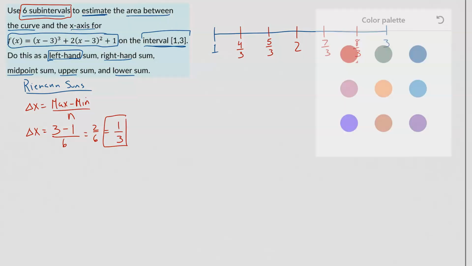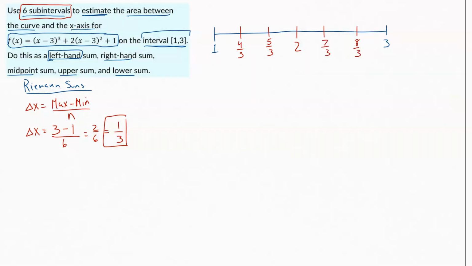After I mark that, I check to make sure that I've got the right number of subintervals. I come through and I say, okay, there's area 1, there's area 2, there's area 3, there's area 4, there's area 5, and there's area 6. So I definitely have the 6 subintervals that we're looking for. And the next part of this I just refer to as the assembly line process.